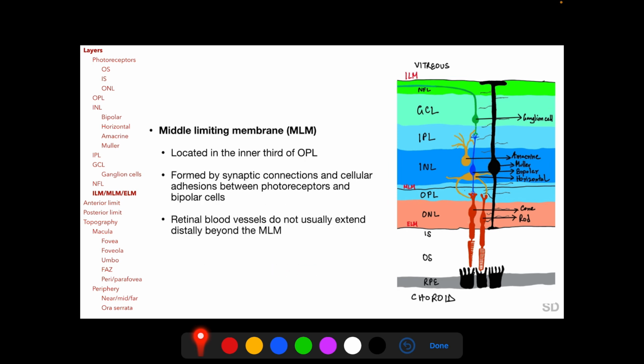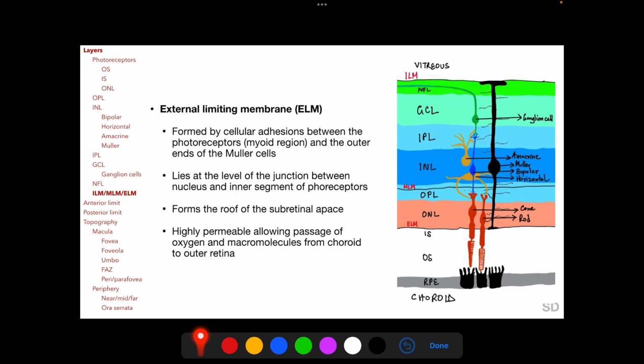The middle limiting membrane is located in the inner third of the outer plexiform layer and is formed by synaptic connections and cellular adhesions between the photoreceptors and the bipolar cells. Retinal blood vessels do not usually extend distally beyond the middle limiting membrane, and so the photoreceptors are supplied by the choroidal circulation, whereas the remaining inner layers of the retina are supplied by the retinal circulation. The external limiting membrane, or the ELM, is formed by cellular adhesions between the photoreceptors and the outer ends of the Muller cells.